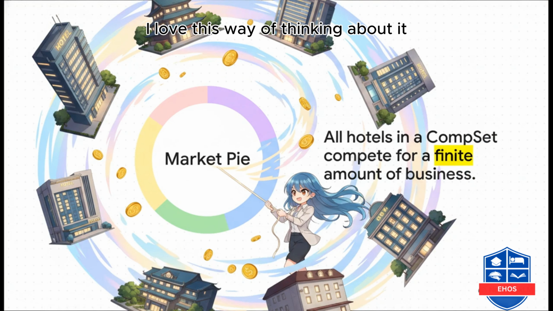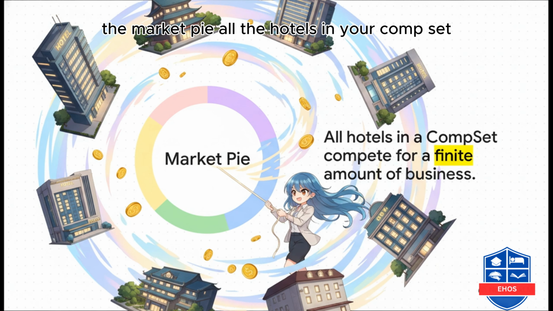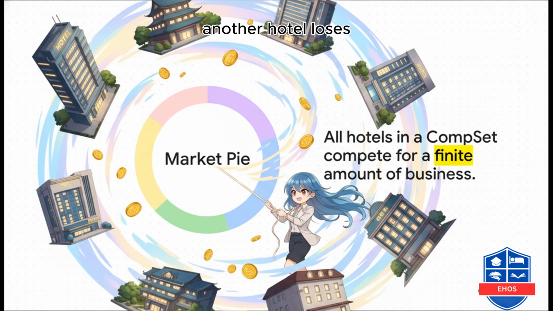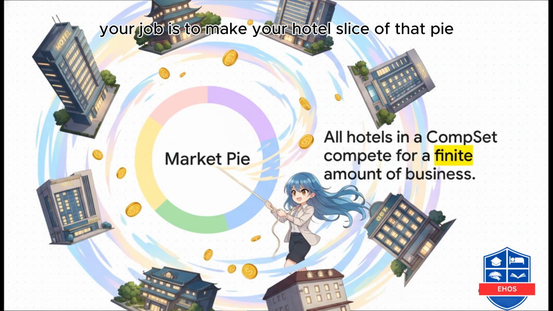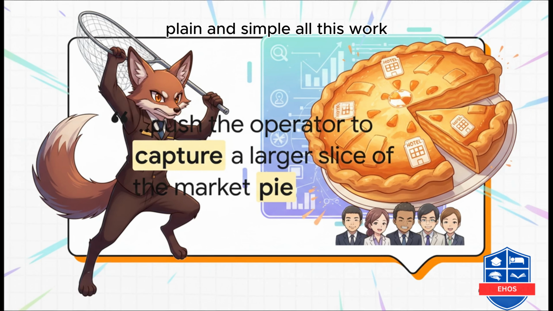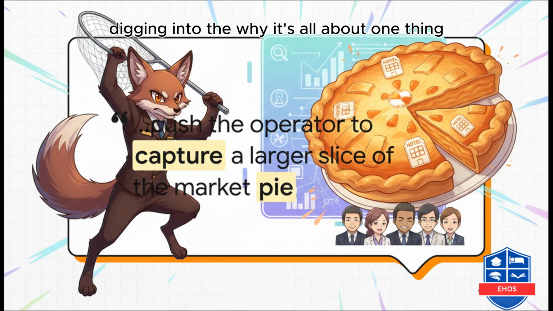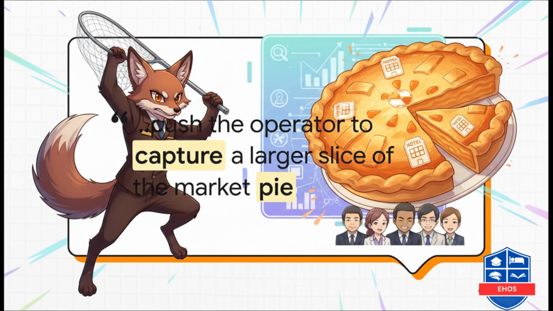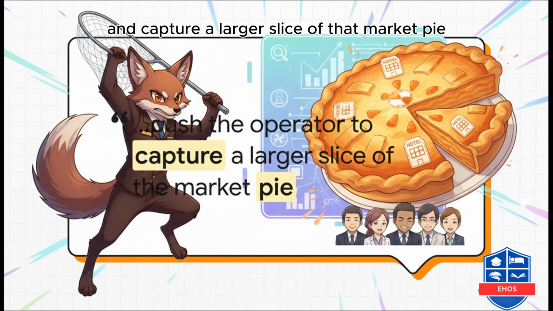I love this way of thinking about it, the market pie. All the hotels in your comp set are fighting for a piece of this pie. There's only so much business to go around. So every slice that one hotel gets, another hotel loses. Your job is to make your hotel's slice of that pie bigger and bigger. And that really is the mission, plain and simple. All this work, building the comp set, analyzing the index, digging into the why, it's all about one thing: giving owners the clarity they need to push their operators to go out and capture a larger slice of that market pie.